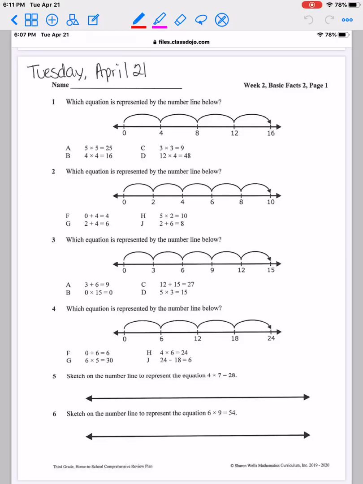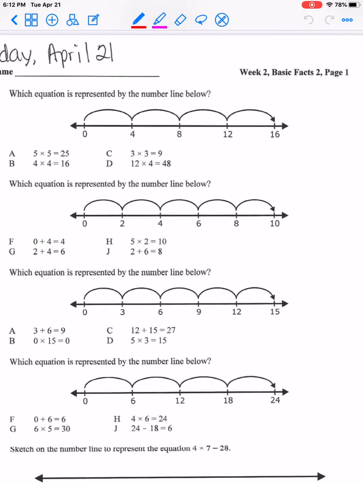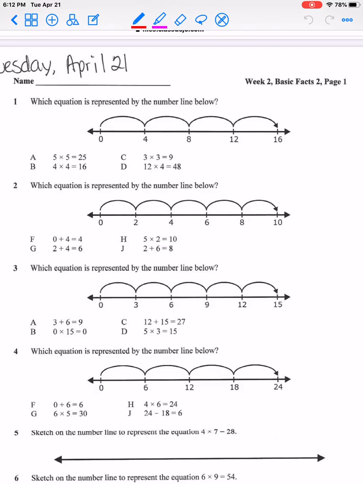Hello everyone, let's go ahead and continue with our math review. This is week 2, Basic Facts 2, page 1. Question number 1. Which equation is represented by the number line below?